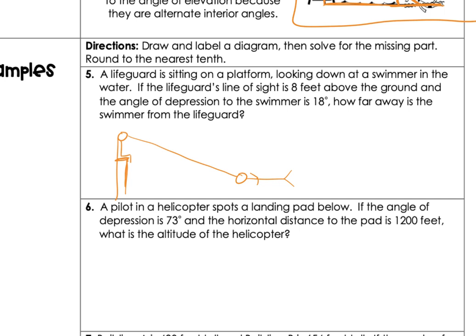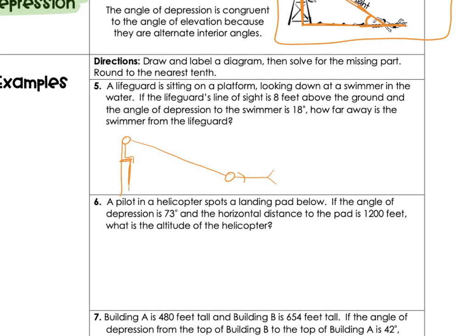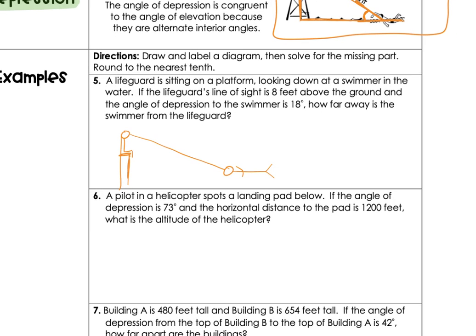If the lifeguard's line of sight is 8 feet above the ground. So if the line of sight of the lifeguard, right, that's where your eyeballs would be, is 8 feet above the ground, where is that 8 feet going to be? Your ground would be where the pool is, right? So the swimmer's technically in the ground right now, if you will. Where is the 8? Where the lifeguard is sitting. This right here is going to be 8 feet.